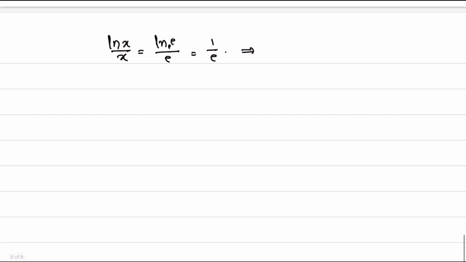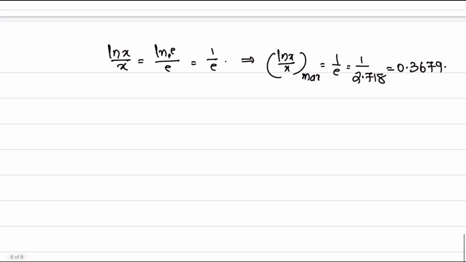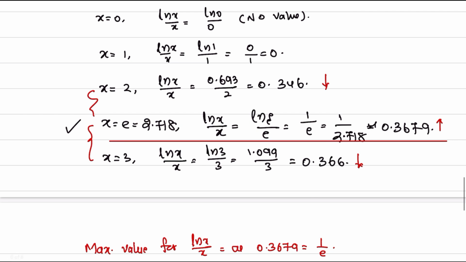That 1 by e value is equal to ln x by x maximum, which is equal to 1 by e, is equal to 1 by 2.718, is equal to 0.3679. Now, we have got values of ln x by x for x is equal to 2, x is equal to e, and for x is equal to 3.